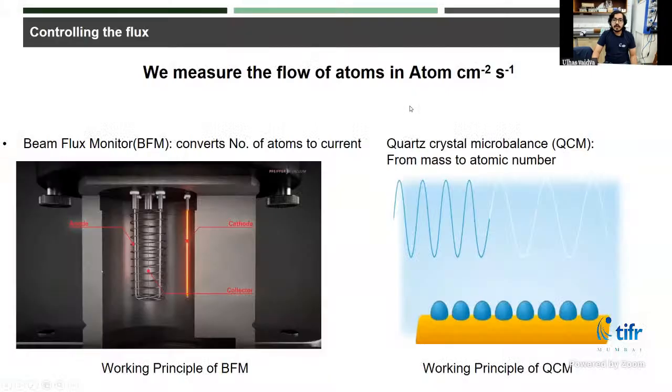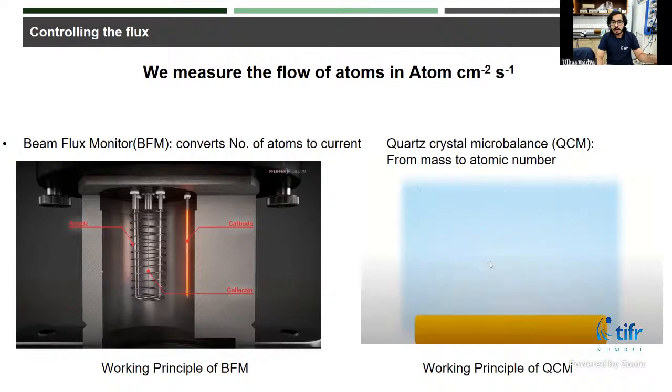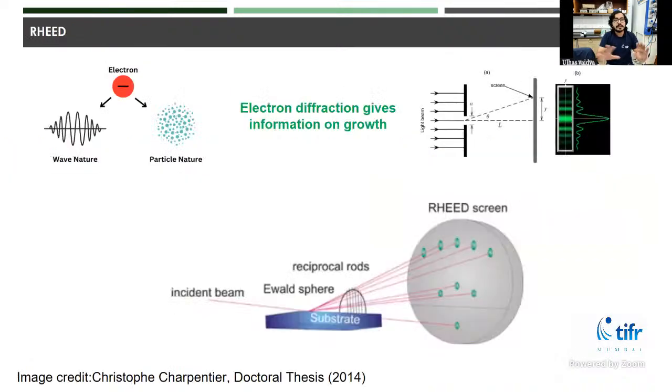Now we have the number of flux, so we can grow any kind of compounds with particular ratios. But actually, we are growing crystals which have some ordered structure. Now, how can we get information about the ordered structure? To do that, we use electron diffraction. As you know, the electron has both particle and wave-like nature. So we use the electron's wave-like nature to get the diffraction pattern of the crystal.